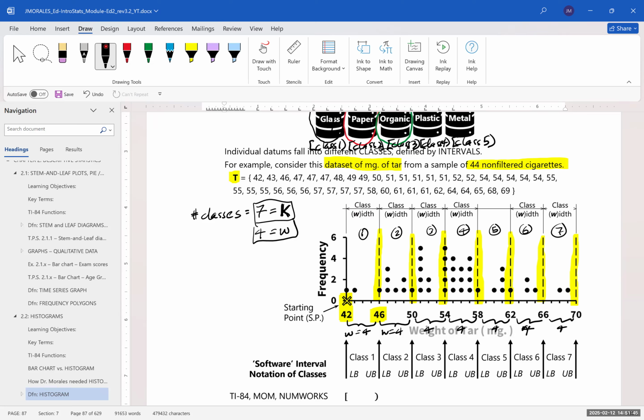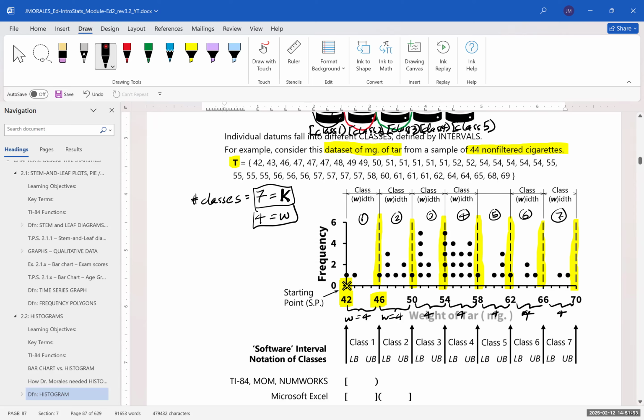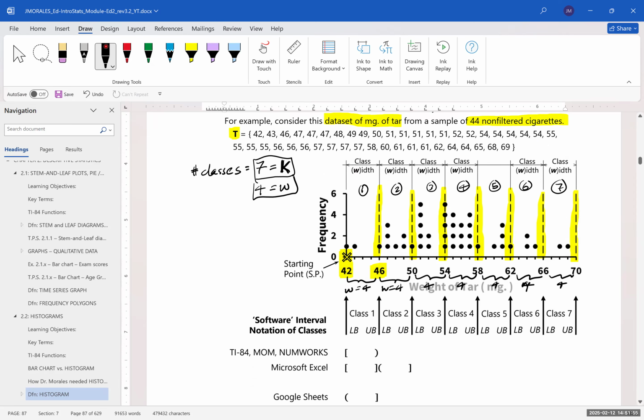That's great. But now we need to figure out which data points are going to fit into which class. So let's say that we were creating this histogram using your graphing calculator. Then this first class here, we could define using this interval notation, which is left bracket, right parenthesis.